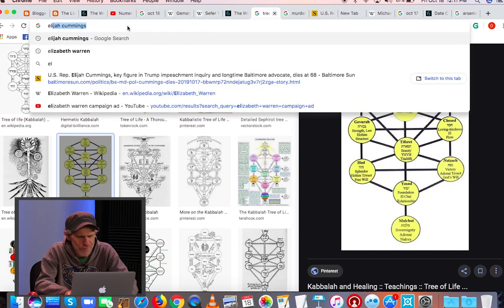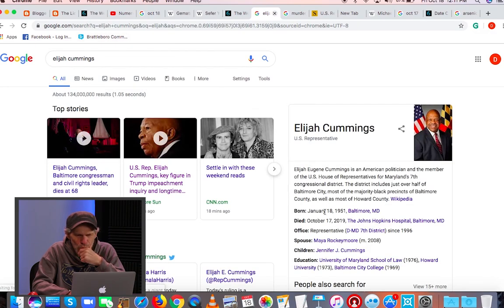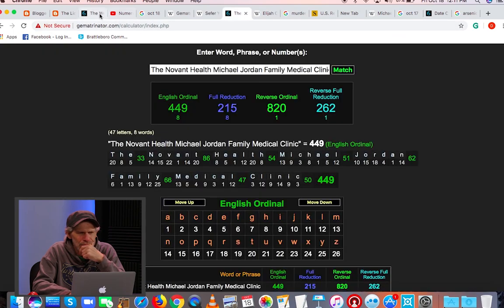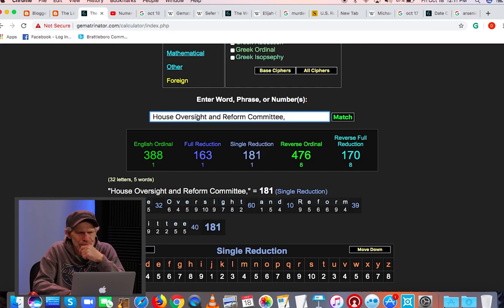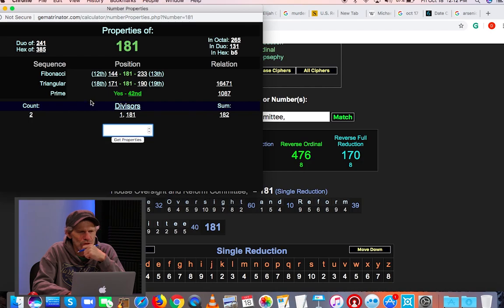There's the tree of life. Elijah Cummings. He was born on January 18th. See that? January 18th. And you'll notice that he chairs the House Oversight and Reform Committee, which equals 181. In most of the world, they say 18/1. So interesting that he chairs that committee, and he was born on that day. And what's so special about 181? It's the 42nd prime number.